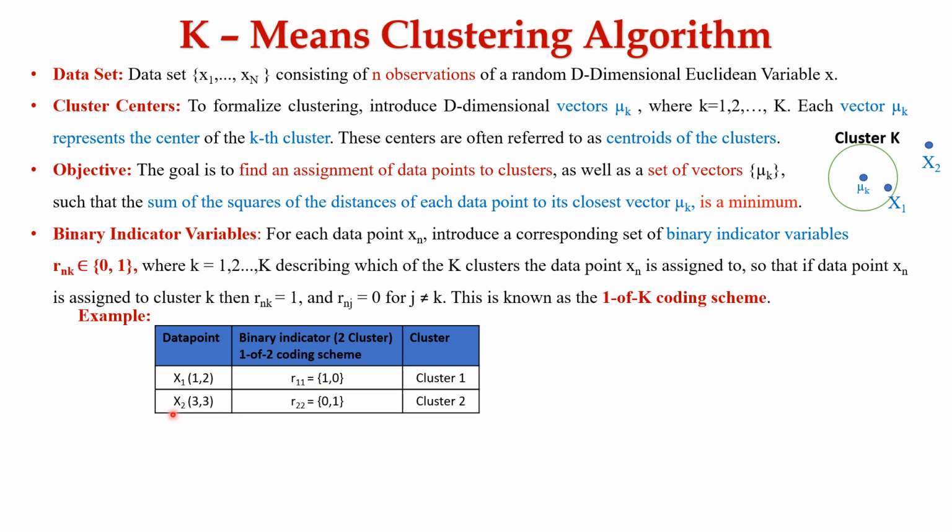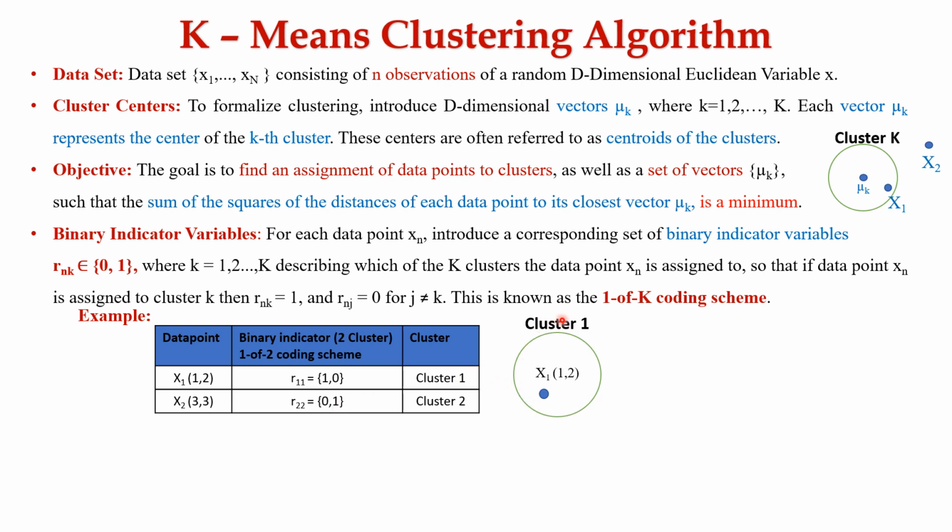Now let's consider the other data point, that is x2. So the binary indicator for R2 is assigned 0, 1. This implies that the data point x2 belongs to cluster 2. So the first cluster is represented as 0 since it does not belong to the first cluster. It is absent in cluster 1 and present in cluster 2, so for that we have assigned the value 1.